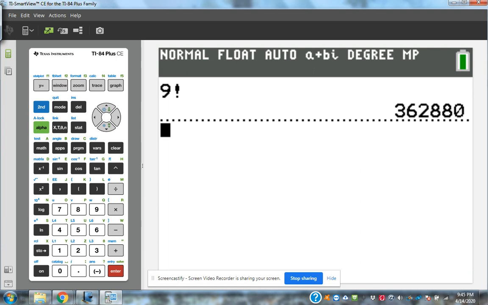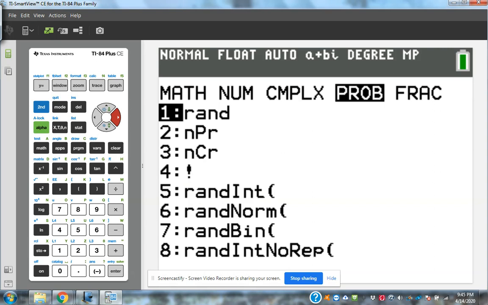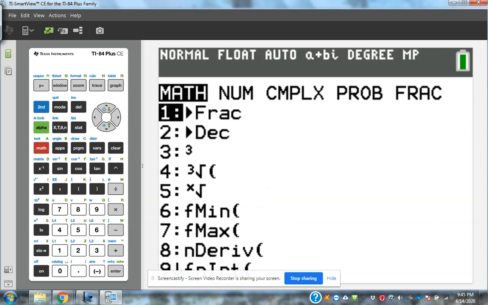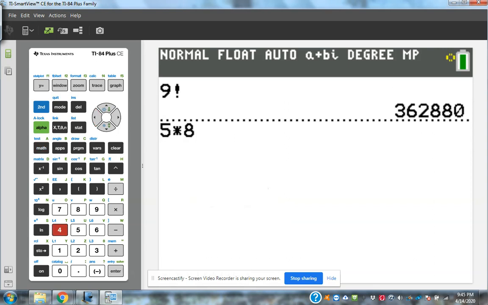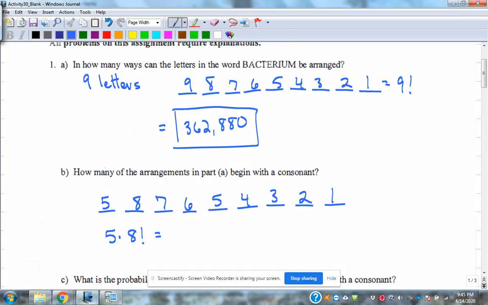So we calculate 5 times 8, math, probability, option 4. I didn't type my 8 first. Probability, option 4. And we get 201,600.